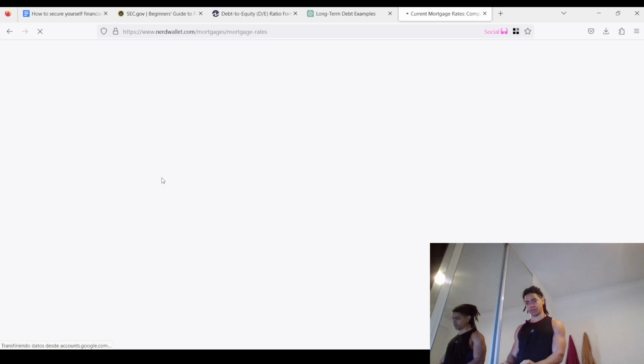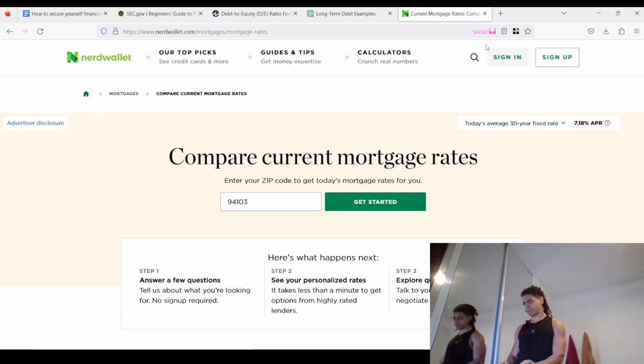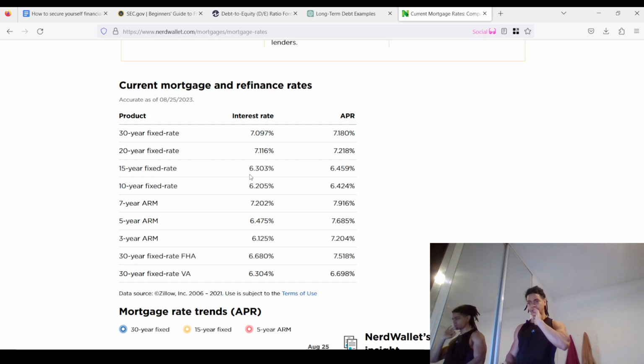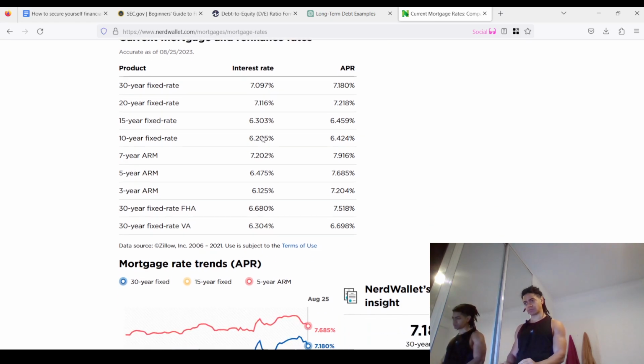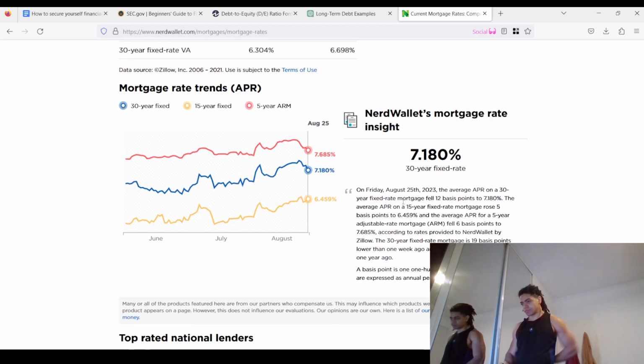Current mortgage rates, compare current mortgage rates, interest rate, mortgage rate. On Friday, August 25, 2023, the average APR, well, actually, what does APR mean?